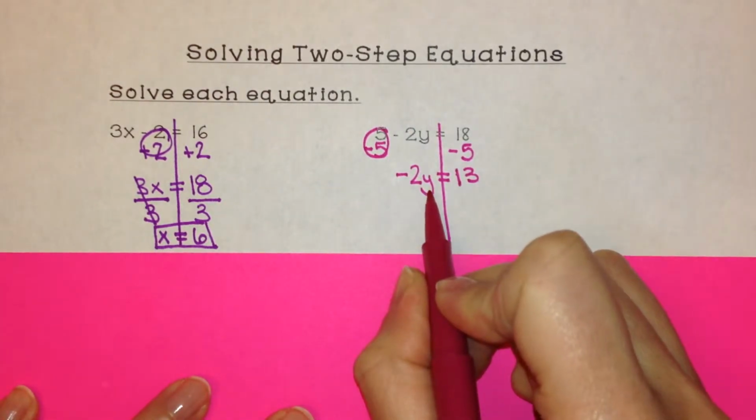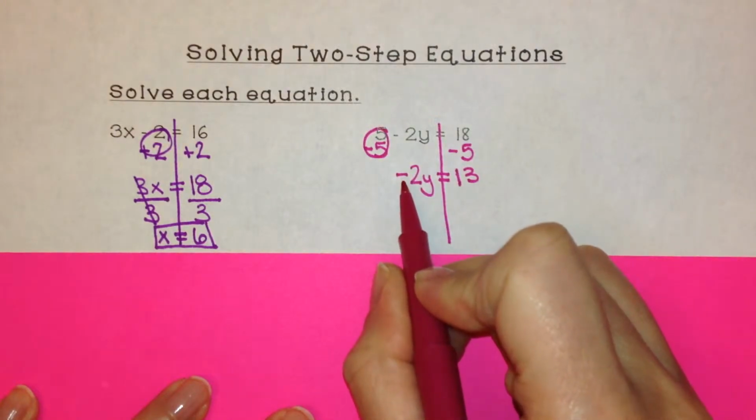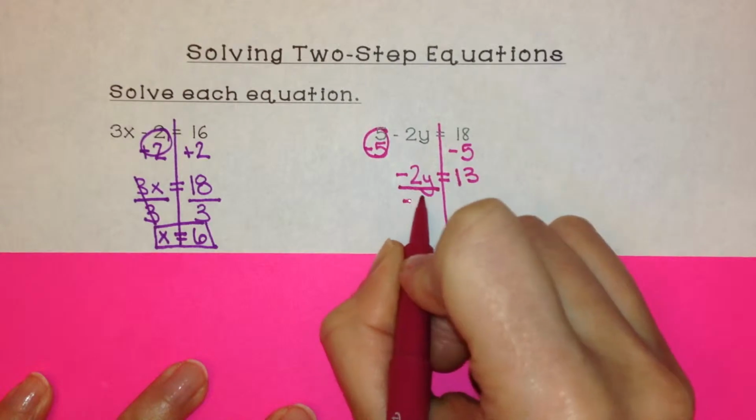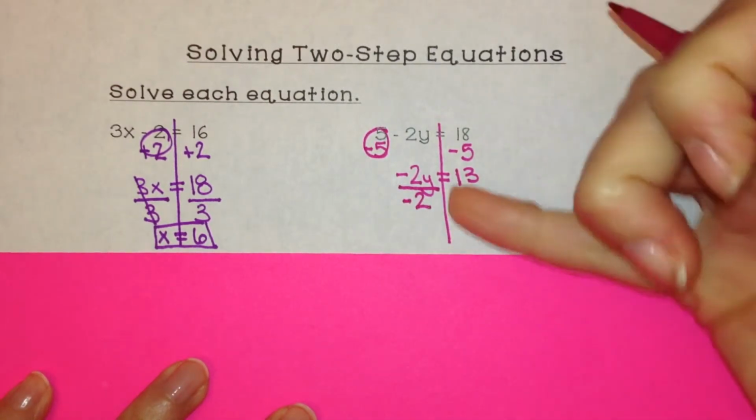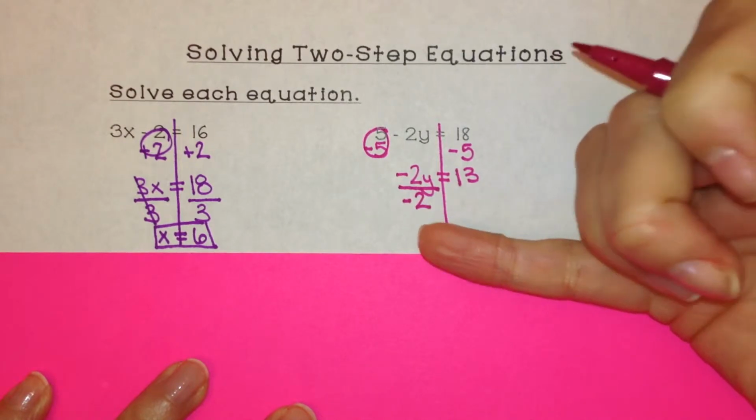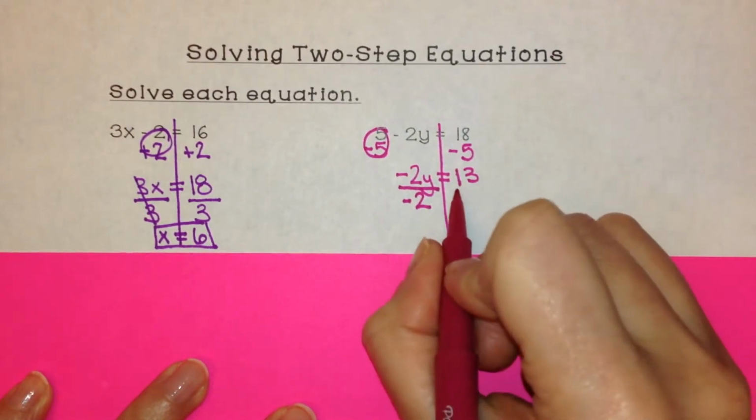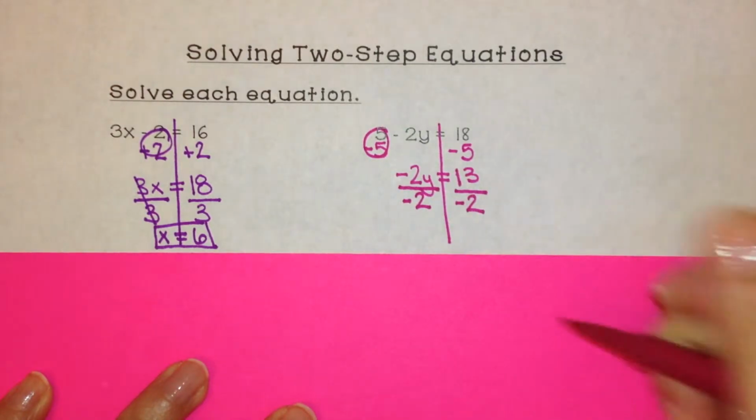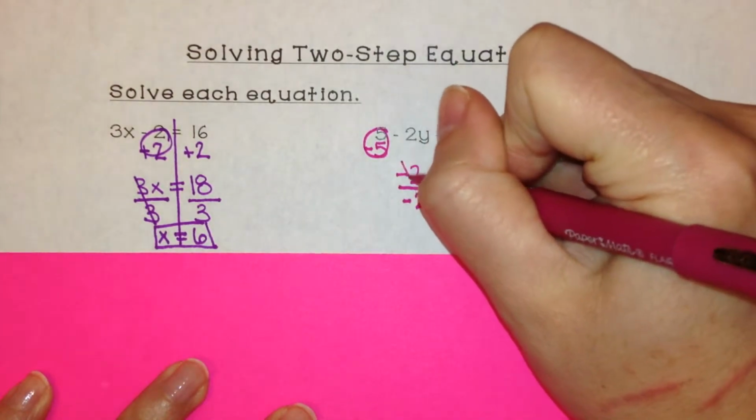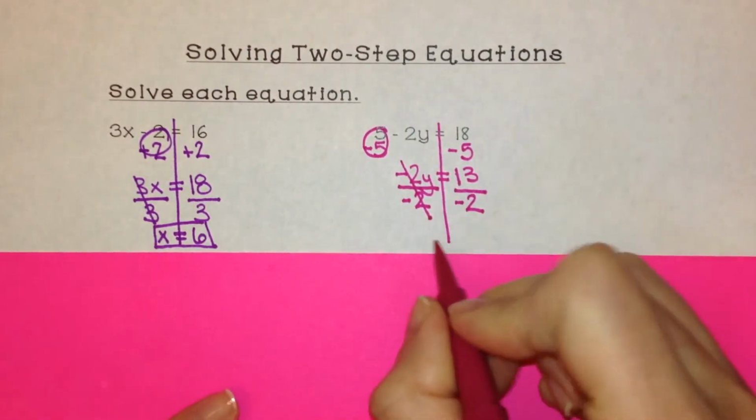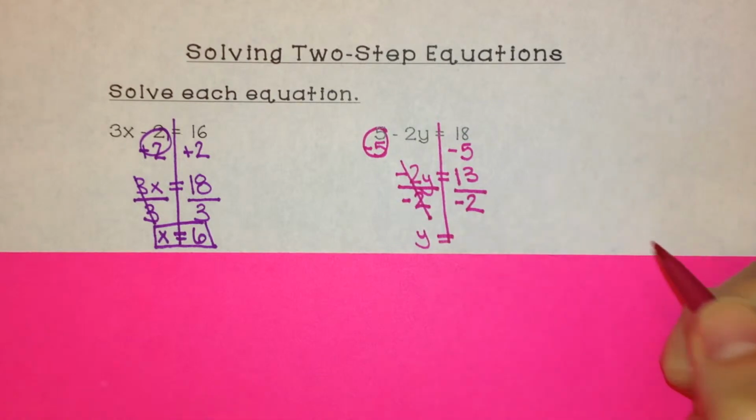Okay, I still need y by itself. It's being multiplied by negative 2. Opposite operation is to divide by negative 2. Remember, your variable y cannot be negative, so you have to get rid of that negative also. So I'm dividing by negative 2. Anything I do to one side of the equal sign, I have to do to the other. Negative 2 divided by negative 2 is positive 1. That's how we made that y value positive. So y equals 13 over negative 2.